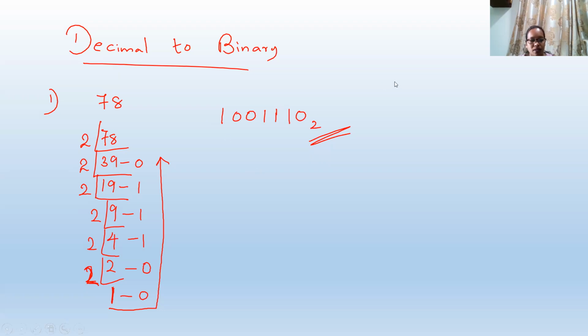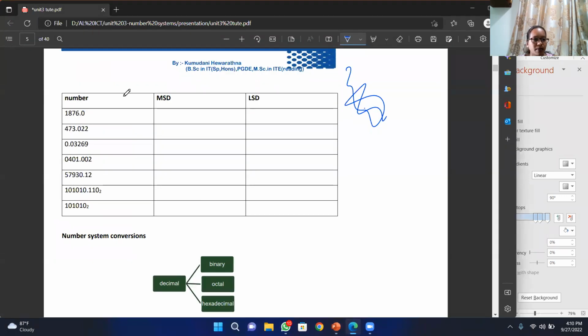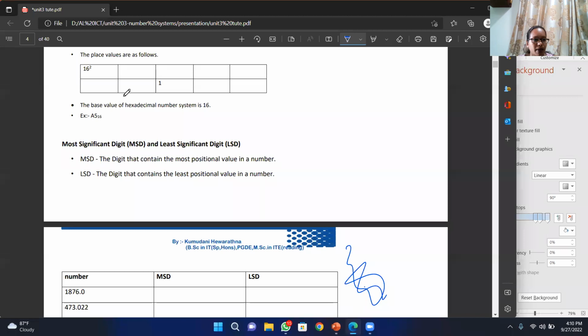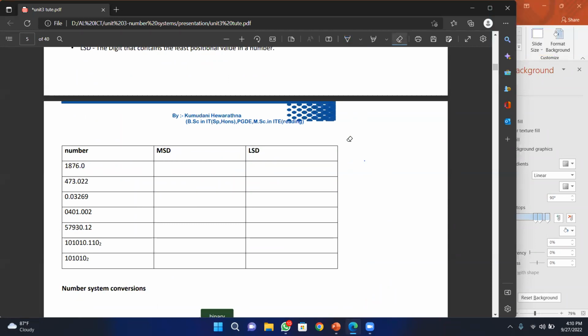There are some calculations we have to do here. No need to write this down. We will do it with the tutorial. The last time I explained up to this point. Okay? This graph we have to fill. Is that so? The MSD and LSD, did we complete that one last time? Now, page number 5 of the tutorial. No, teacher, we didn't. Right. Okay, we'll do this one.